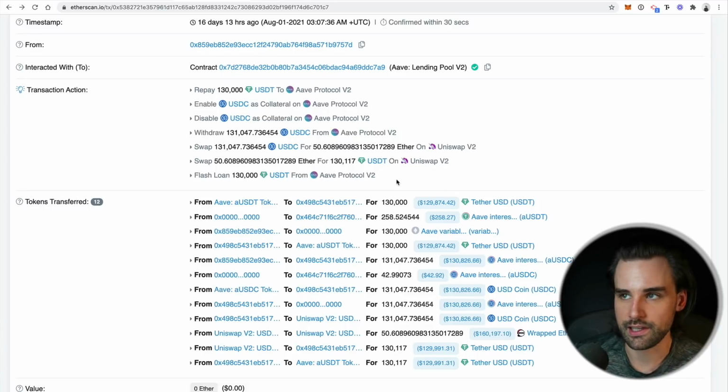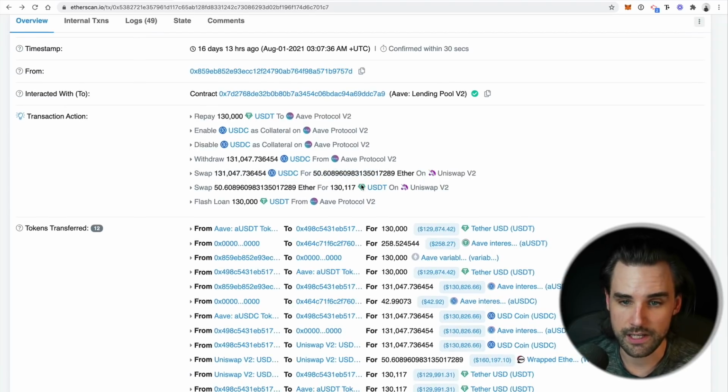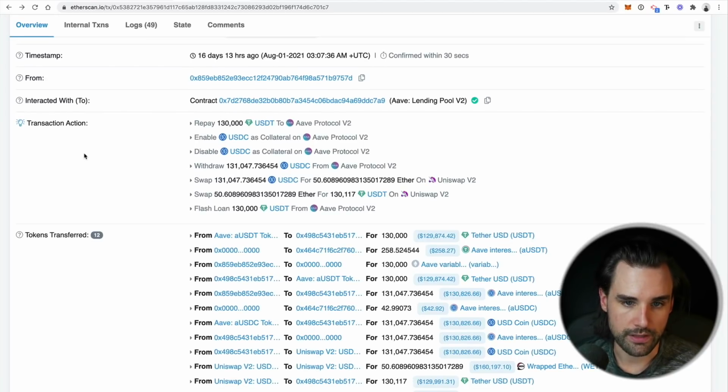And as always, just because you can borrow millions of dollars of cryptocurrency with flash loans, you don't always have to borrow that amount. That's just how much you can do. So you can take out $130,000 here. We swapped Ether and USDT on Uniswap. So Uniswap is a decentralized exchange. Swapped the same amount for USDC, which is a different stable coin. All right. And then we see the final transactions here on Aave and then repaying back the $130,000 loan.